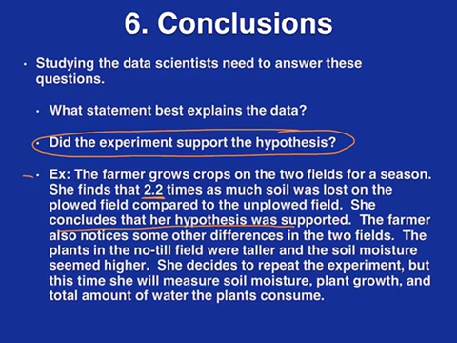The farmer also notes some other differences in the 2 fields. The plants in the no-till field were taller and the soil moisture seemed higher. She decides to repeat the experiment, but this time she will measure soil moisture, plant growth, and the total amount of water the plants consume. So with most scientific research, the scientists will notice some other observations which will lead them to further investigations.